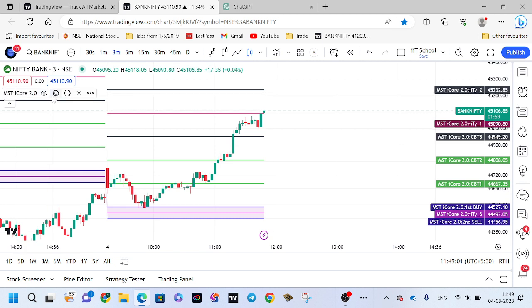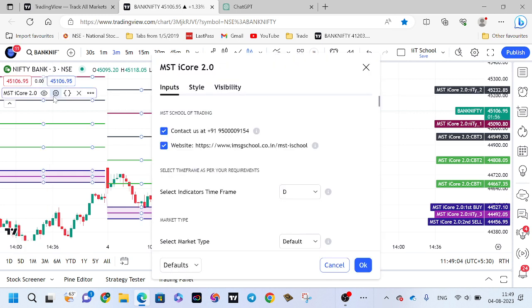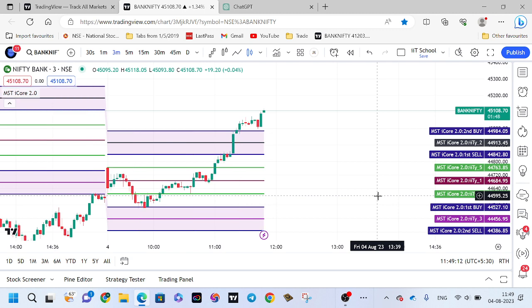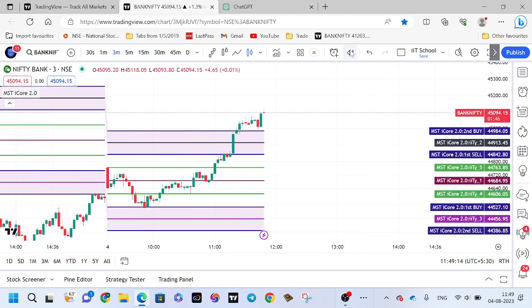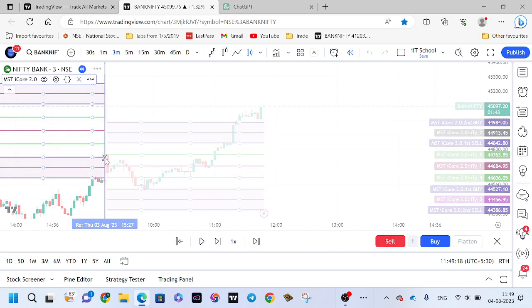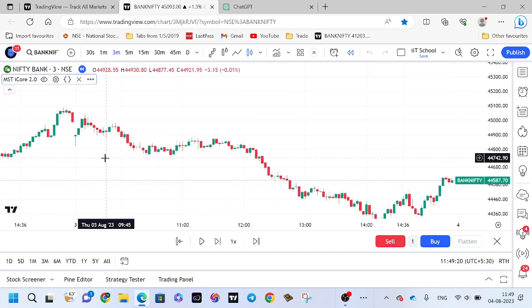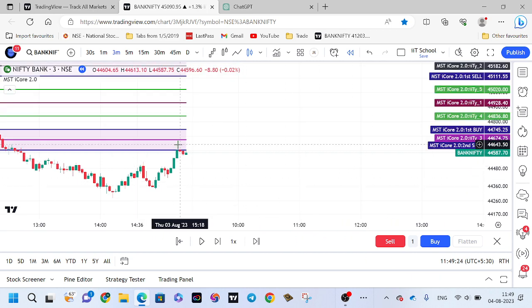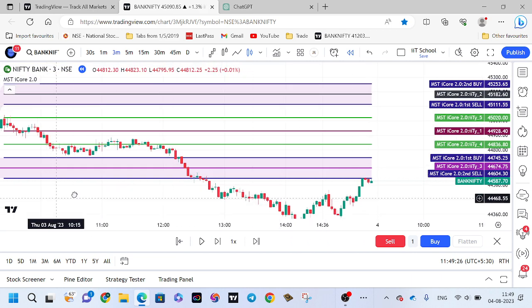Now what to do? Before you start the day for trading, come here and click on it and give reset settings. That's all. Clear? After that, consider that the market is going to open just now. I'm keeping it in the first candle. So the market has not opened. Say this is yesterday's scenario.